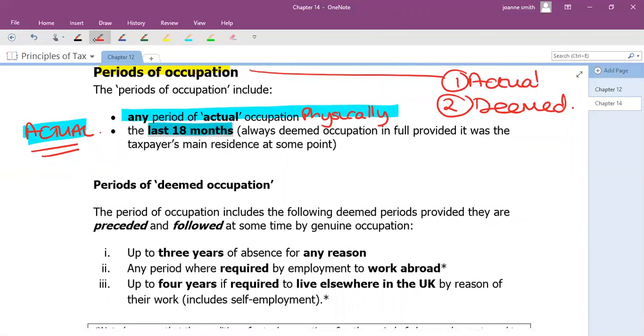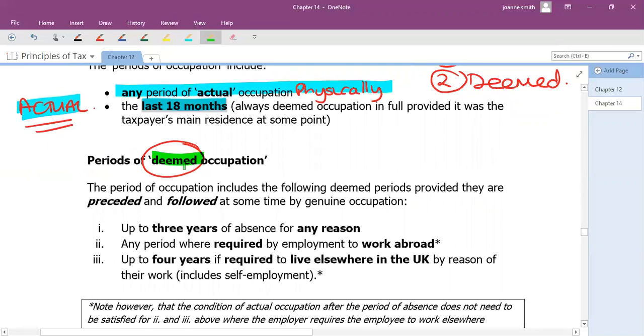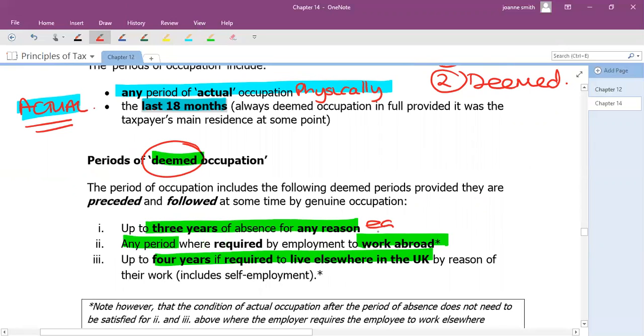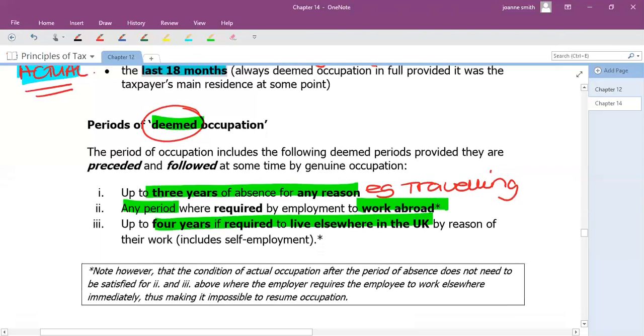For the deemed occupation, they look at 3 things. Up to 3 years absent for any reason, any period that you might work abroad, and a maximum of 4 years of living elsewhere in the UK. Absent for any reason could be something like you've gone travelling. It's unrealistic, isn't it, to think that you will always be living in your main residence. You will have to leave at various points to do other things. So you might go travelling, you might go and live with family for 6 months, you might keep going abroad with your job, you might sometimes travel around the UK to work at different offices.